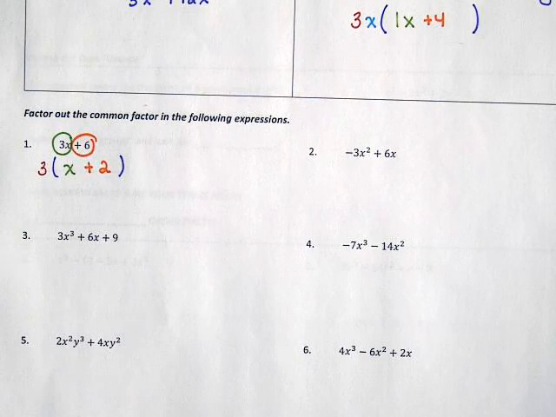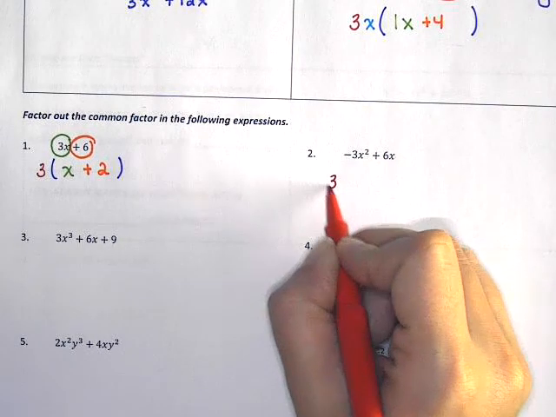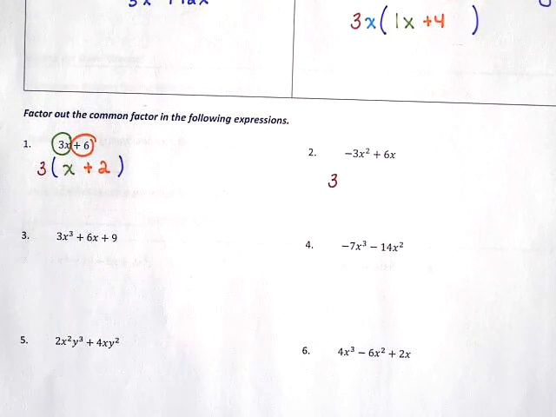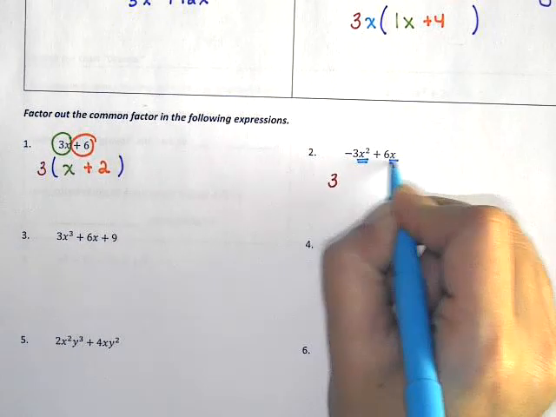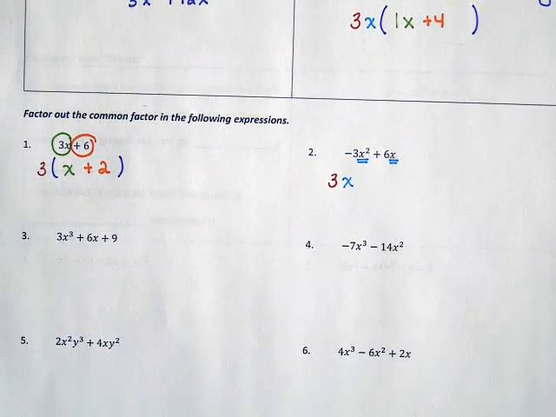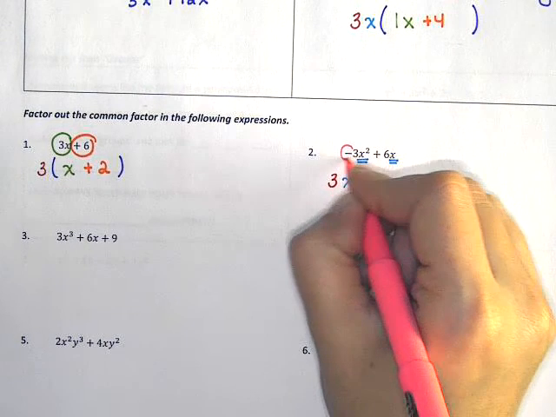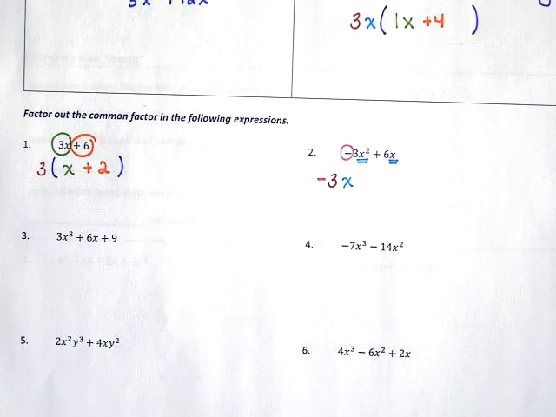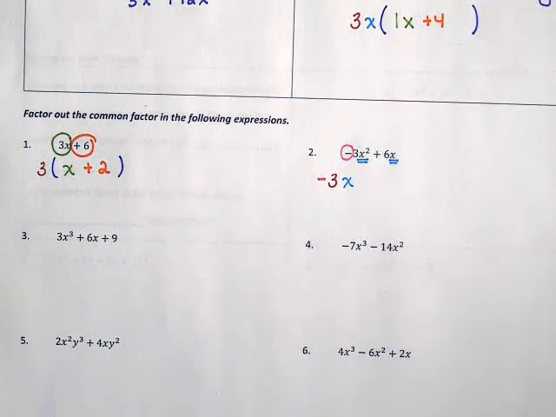For problem number 2, if I say what do these terms have in common, what is the common factor? Well, they're both divisible by 3 because 3 goes into 3 and 6. And this time they both have an x. Now this guy has 2 x's and this guy only has 1 x. So I can only take out 1 x. That's the most amount that they both have. However, there's one little trick here. Whenever there's a negative in front of your first number, you're going to divide by that negative. You're going to take it out when you do your division problem. You always want your first term to be positive.